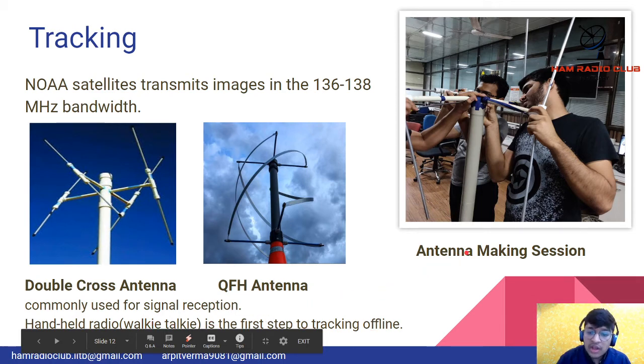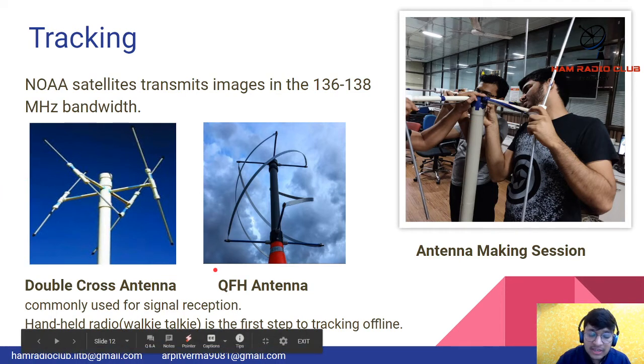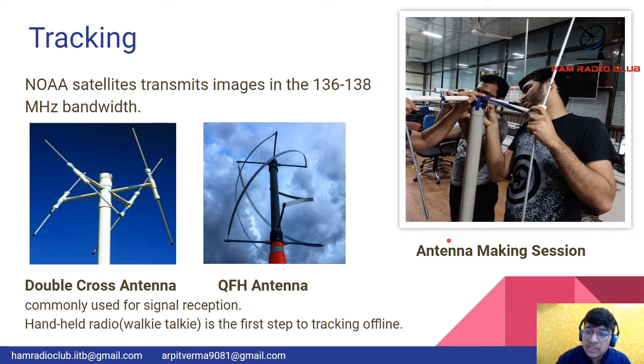But we also have antenna making sessions in the institute where many groups come along and they make their own antenna and then track satellites using it. And these are the two types of antennas. There are many types of antennas, so you can know about more types on a website called antennatheory.com. We, Ham Radio Club IIT Bombay, also have antenna theory sessions where we explain about different kinds of antennas.